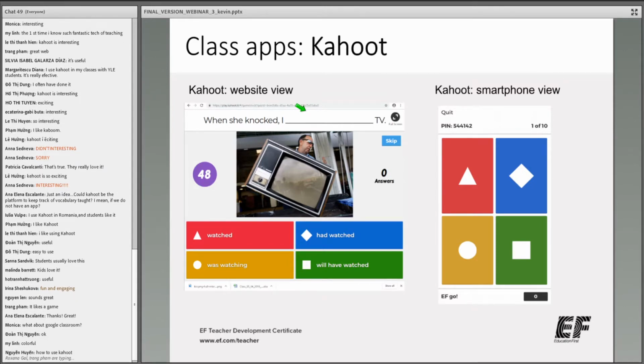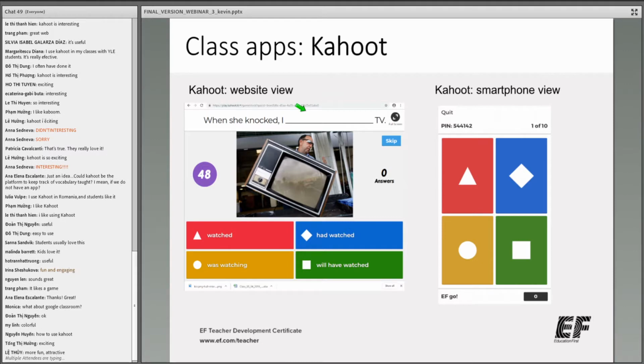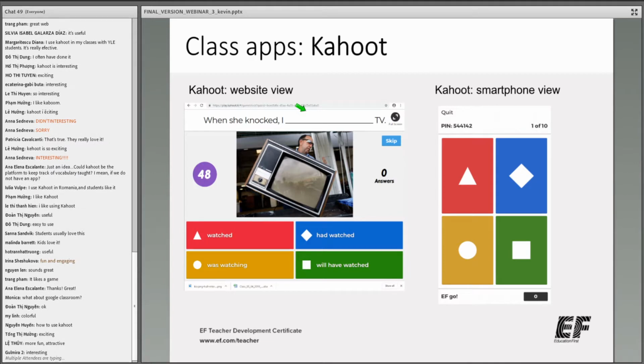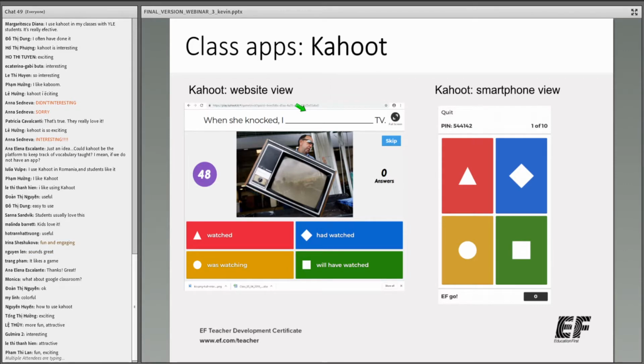And then at the end of the week, as a sort of revision test, you run the Kahoot with that group of students. So they are revising the vocabulary, you are recycling the vocabulary in a fun and an engaging, attractive way for the students. That could be one way how you can use this idea, the Kahoot idea.